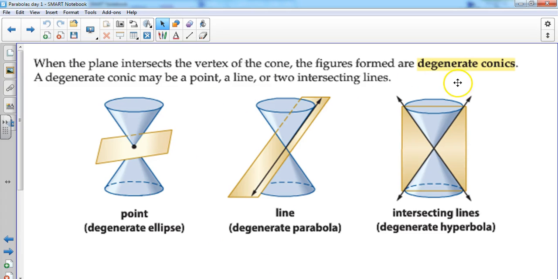Now, there are also things you can slice and get. If you went right through that little spot where they intersected, you'd get a point. If you just barely touched the edge, you'd get a line. You could get intersecting lines. These are called degenerate conics, and we're not going to study those, but I thought it was so cool.